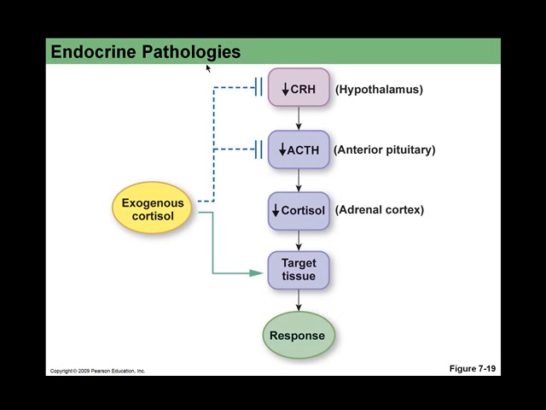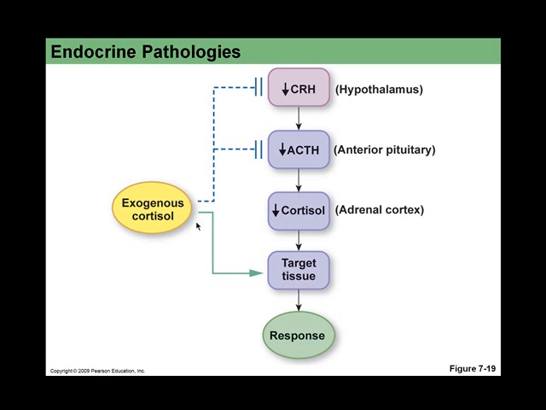So there can be endocrine pathologies as well. So here we see exogenous cortisol being added. Some people are given this. Remember, there are non-steroidal anti-inflammatories. Well, the steroidal anti-inflammatories are exogenous cortisol. Right? So for various reasons, people are given steroids, not the androgenic steroids, but just anti-inflammatory steroids.